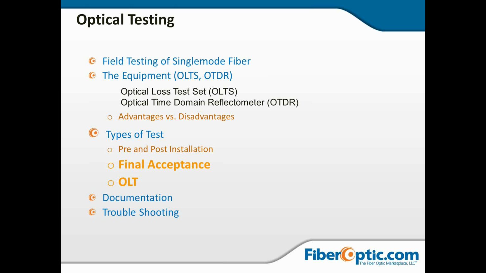Pre- and post-installation, final acceptance, optical loss testing, documentation, troubleshooting. The different types of testing here, when you're building out a system, you want to look at measuring the loss and double-checking the received fiber meets the ordered specs. Your final acceptance is going to be all of your OTDR shots that you keep for reference. Your optical loss testing is going to be all of your final loss characteristics for each link.